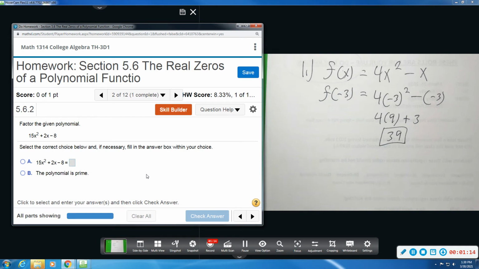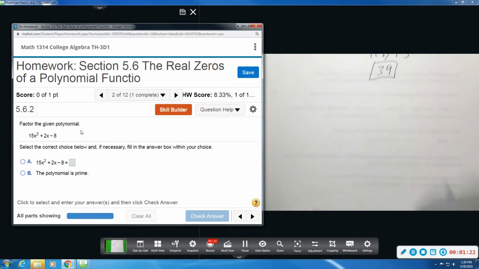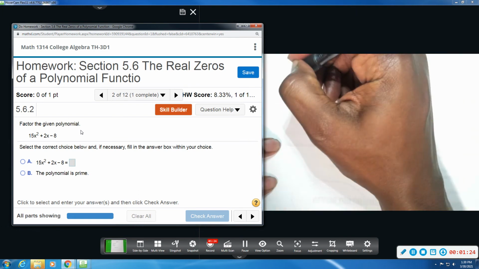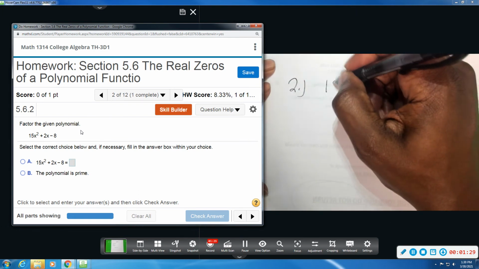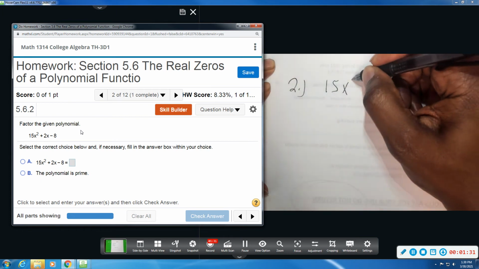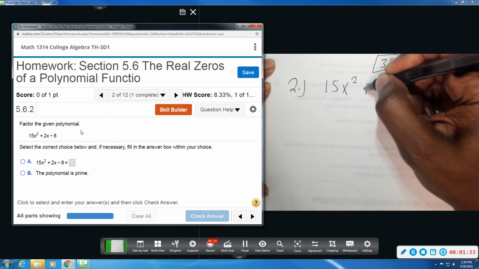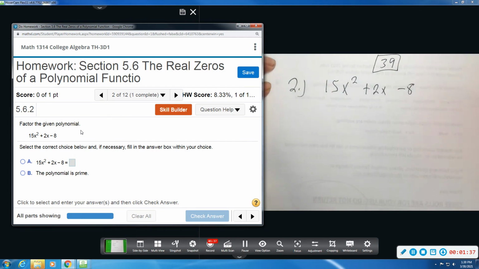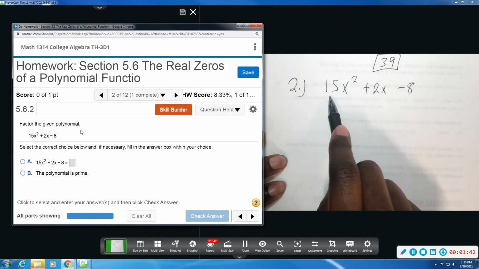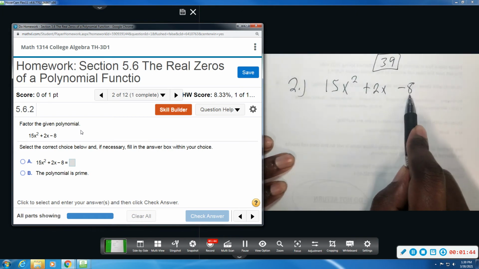All right, question number 2. We want to factor the given polynomial. So we want to recall what it means to factor. It's been a little while since we've done any factoring, so this will be good practice. So we have 15x squared plus 2x minus 8. All right, so we want to first factor out the greatest common factor of 15, 2, and 8.